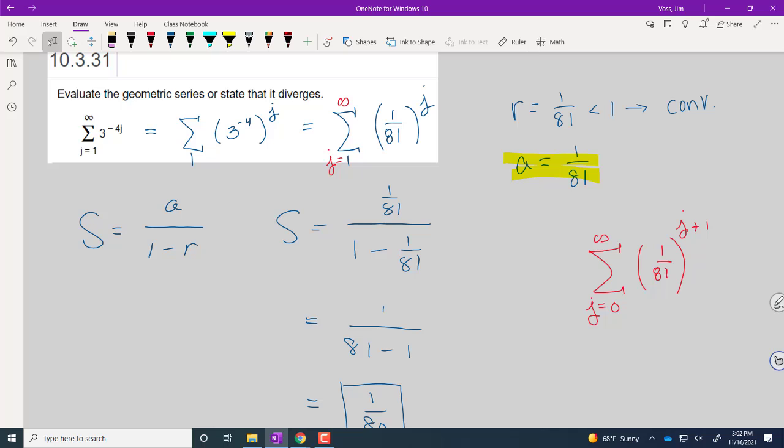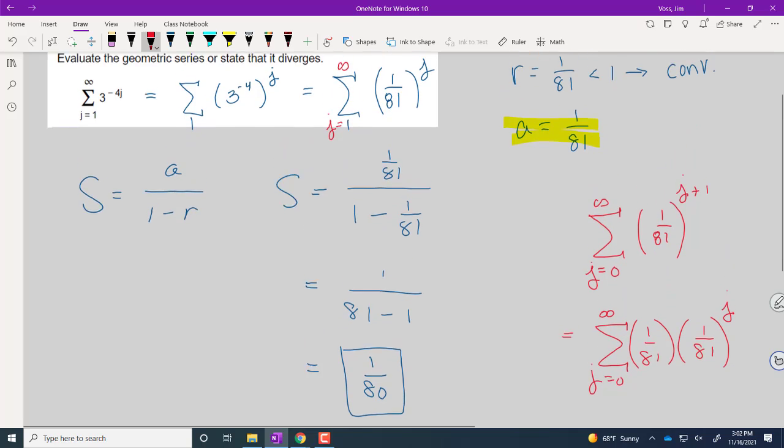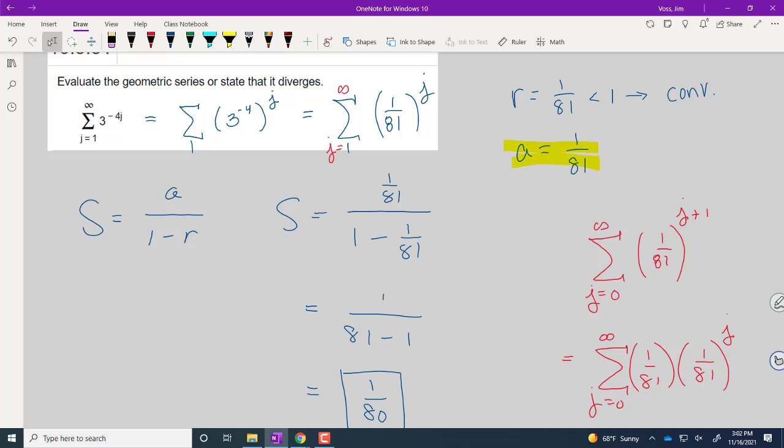Can you pull off a 1 to make it 1? Yes, we could do that. Even though it's not in the proper form, you can still find A and R pretty easily. So now it's really in the arc form, and J is starting at 0. Has anything changed? If you plug in your index 0, this goes away, so you have 1 over 81 for A, and your R value is still 1 over 81. So re-indexing does not change the sum of the series. But if you just change where it starts, so you've chopped off some terms, then it does change the series.